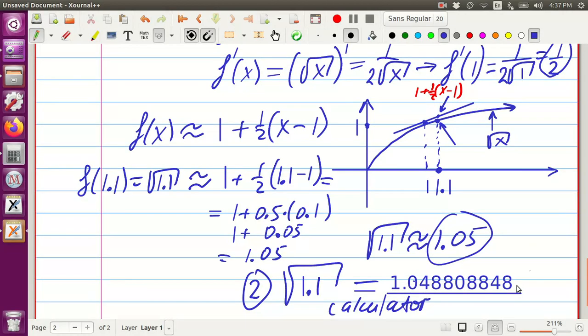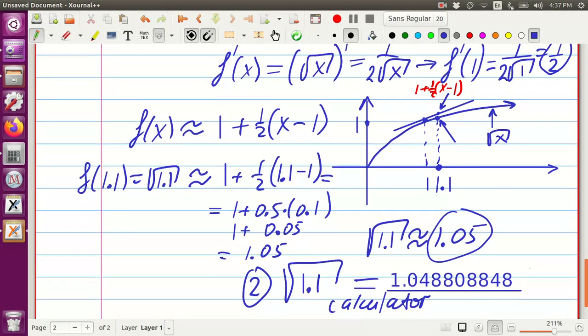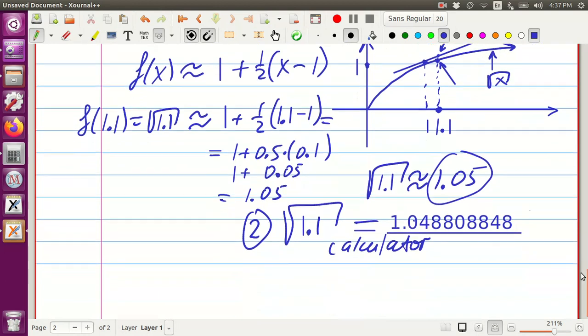I'll end this lecture right now because we're trying to keep the lecture short, and in the next lecture we'll do another example of linear approximation. All right, so see you in the next lecture.